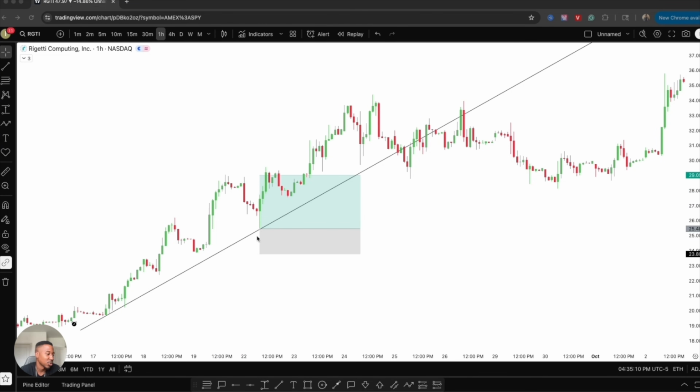Now let's talk about exits. So when I enter a trade, I'm entering at the trend line, typically in the direction of the trend. And usually my first price target is going to be the next swing high or low, depending on which direction I'm trading.